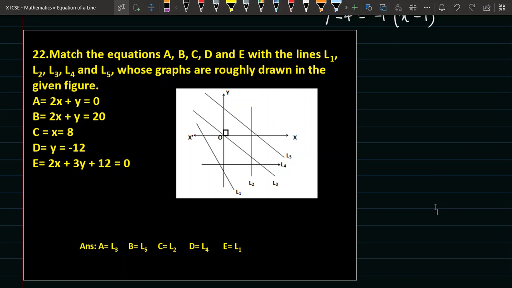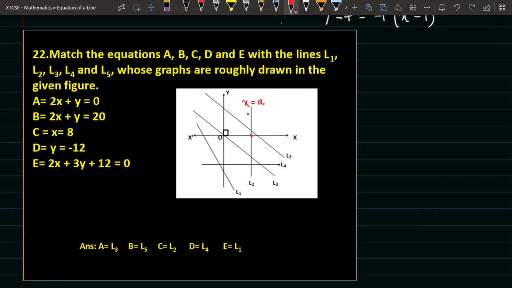L2 is a line which is perpendicular to x-axis. The line which is perpendicular to x-axis always has the equation of the form x is equal to a. Always, because यहाँ पे this distance is a from origin. And what is this? This is the x coordinate. On this line, the y coordinate will always be changing, but x coordinate will always be same. So its equation is x is equal to a.